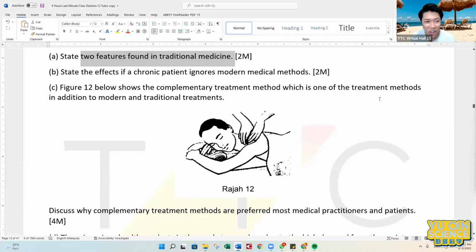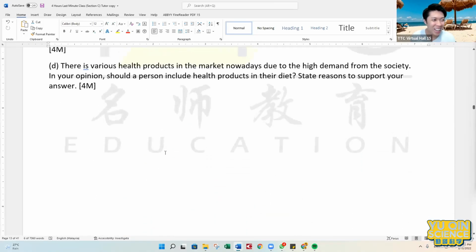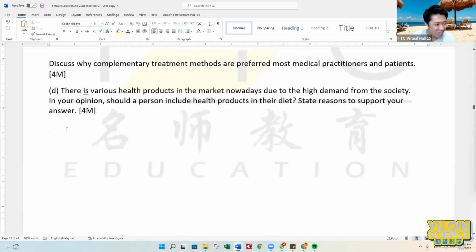Not effective, oi, don't simply say that. Okay, everybody, this is A. So what's the first one? Low cost. Okay, settle. What else? And one more. I better write in full: low treatment cost. Low cost sounds very vague. Okay, next one.